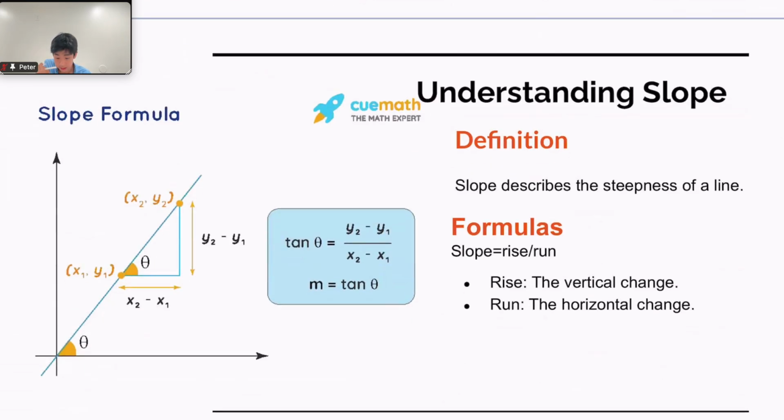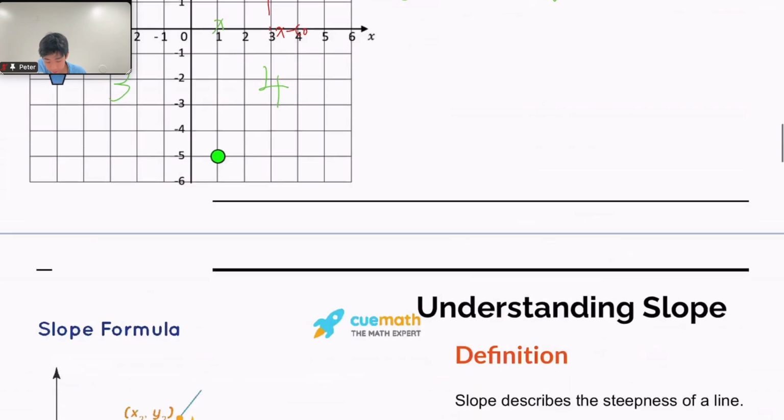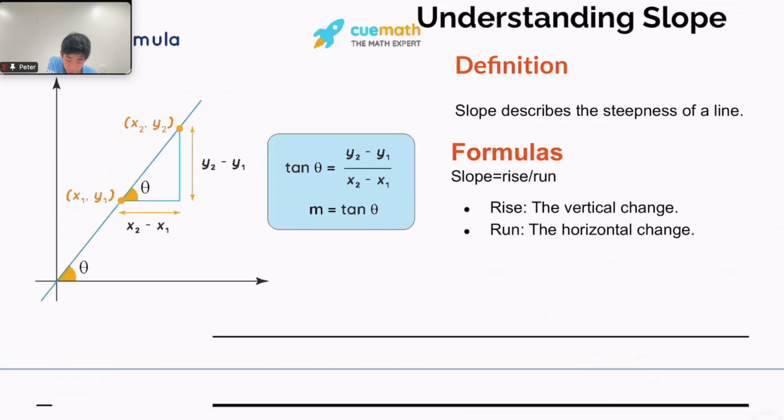Understanding slope. So this is where the complicated stuff comes. So slope is basically describing the steepness of a line. So we usually use the coordinate plane to indicate lines, and the slope just represents how steep the line is, or how far the line goes. The formula for the slope, this is pretty important here. Rise over run. So you just calculate the rise over run.